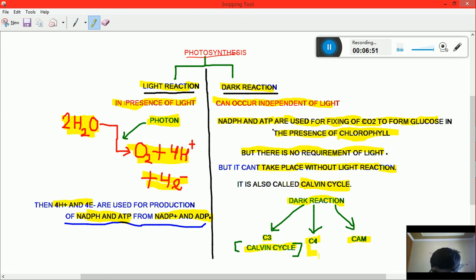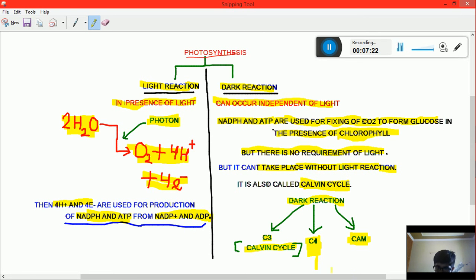C4 pathway is done in the plants in the areas where there is less carbon dioxide as compared to oxygen. We know oxygen is always more than carbon dioxide, but in some areas the concentration of carbon dioxide is very less. In those places C4 pathway is adopted. And CAM pathway is used in acidic areas and arid regions like deserts. It is used in those regions because they don't want to open the stomata in daytime, because that will lead to a large amount of water loss. So that's why CAM cycle is offered.